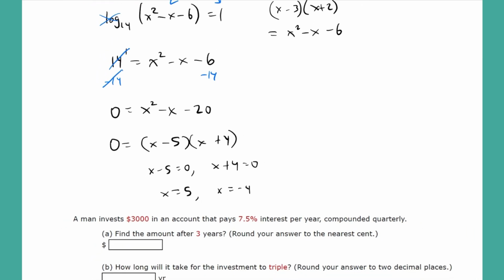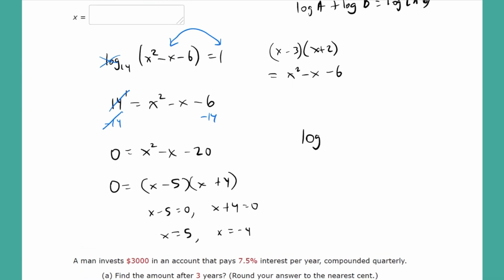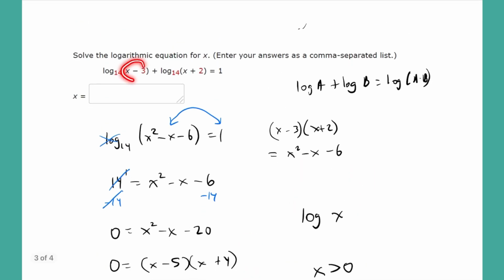However, you must check your answers to make sure that they actually check out, because there's one thing that you can't do, and that is you cannot take the log of a negative number. So whenever you have log of x, for example, the domain must be greater than 0. So you can't even have a 0 in here. So 3 would not work because 3 minus 3 is 0, and you can't take the log of 0. You get undefined. It's not part of the domain.